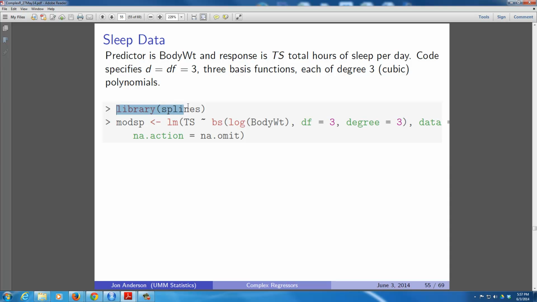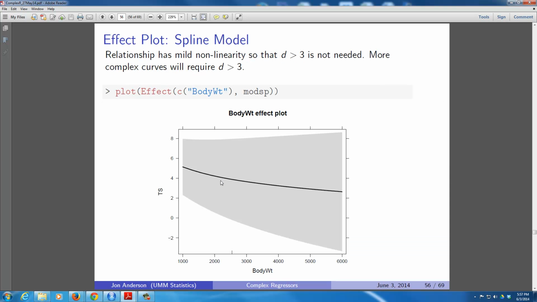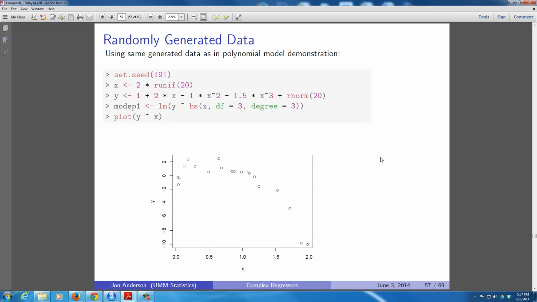We're going to need the splines package to run this, and here is the effect plot for body weight as a function trying to explain time slept. You can see we get a downward pattern like we were seeing before. There's a little bit of curve in here. It's almost linear. The splines were not terribly needed here because it was almost a gradual line pattern, but there's a little bit of curve here. So there's some mild nonlinearity, and we really don't need a number of basis functions that's more than 3. This is more than enough. If you had a very complicated relationship, maybe you'd need more than 3.